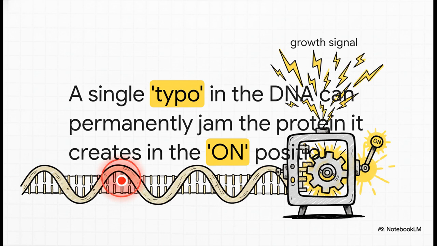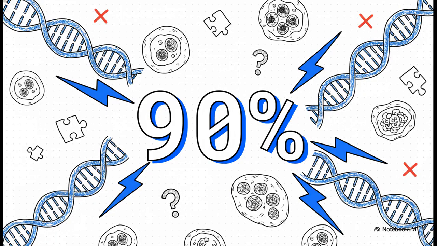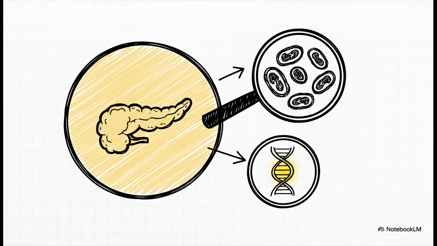A tiny change with absolutely catastrophic results. And just how big of a deal can one little typo be? Well, look at this number. Yeah, that's right. A staggering 90% of pancreatic cancers are driven by a point mutation in just one proto-oncogene, a gene called KRAS. Think about that. One tiny error is the main engine behind the vast majority of cases of one of the deadliest cancers we know.